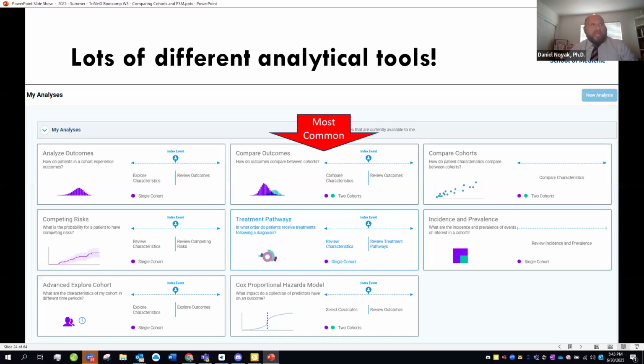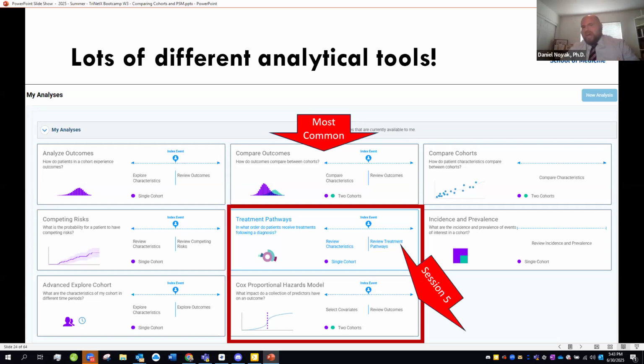The most common one, and the one we're going to look at in this bootcamp, is the compare outcomes function, but it's by no means the only one. It actually contains within it a number of other analytics tools that you see on the screen. So session 5, this year, I've expanded to include these additional 2 tools, treatment pathways and the Cox proportional hazards model, because I have been getting a lot of questions from people that can be answered really nicely with some of these tools, and understanding them better will help you plan that, so you're not hacking away at using the compare outcomes tool for a job that's better suited for the Cox proportional hazards model.